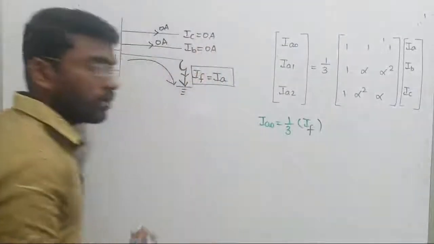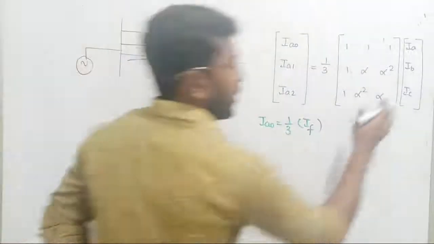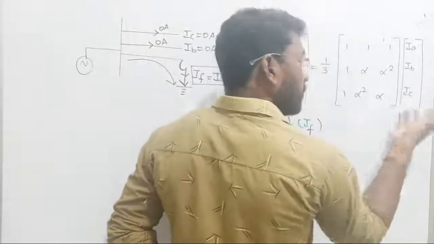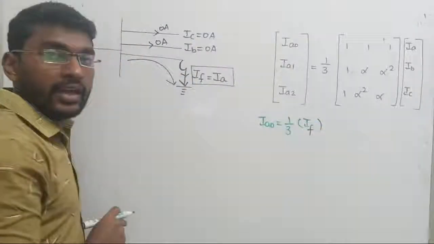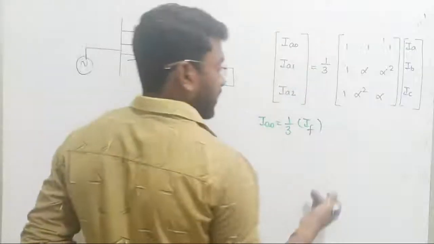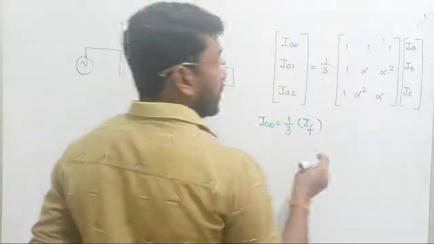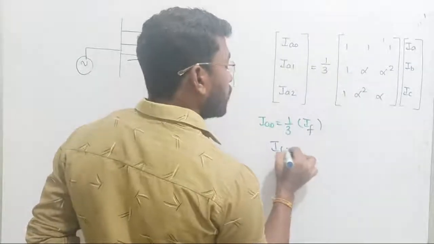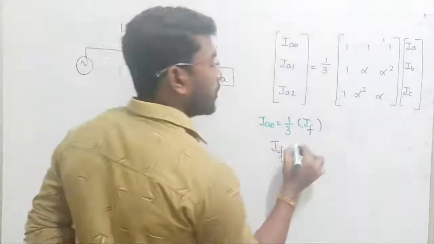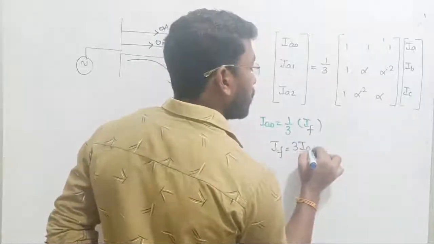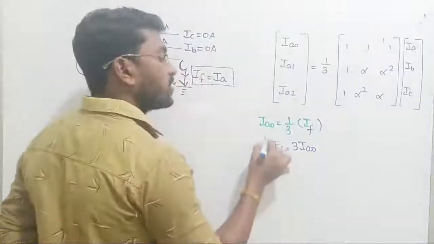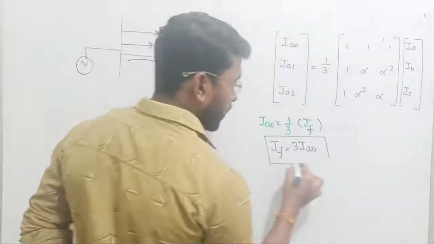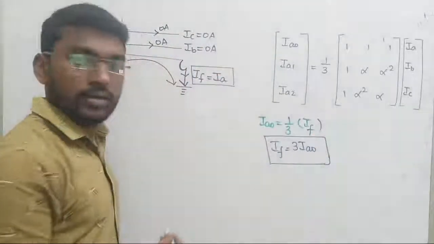So I don't need to talk about them. Yes or no? Phase B current is going to be 0 now. Phase C current is going to be 0 now. Only the phase A component will exist. You can do these things, right? So from this, the conclusion is that the fault current IF should be equal to 3 times IA0. Once you calculate the zero sequence component, just multiplying it by 3, we can get the answer.